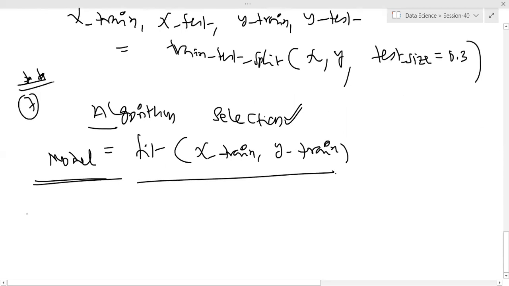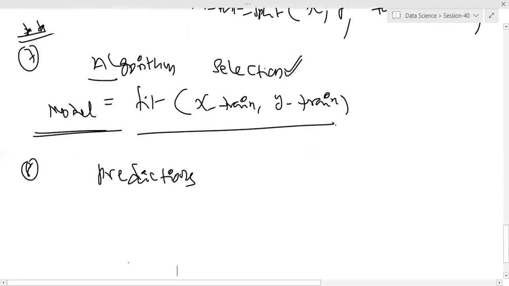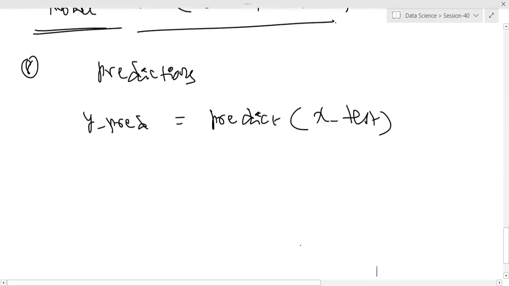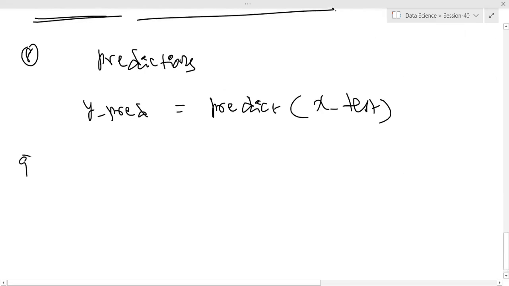And thereafter, guys, what is the next step? Predictions. For these predictions, what exactly we are doing here? Y pred is equal to predict of. What is the parameter here? We need to send X test. X test or Y test? Okay, Y test we never use in the prediction.